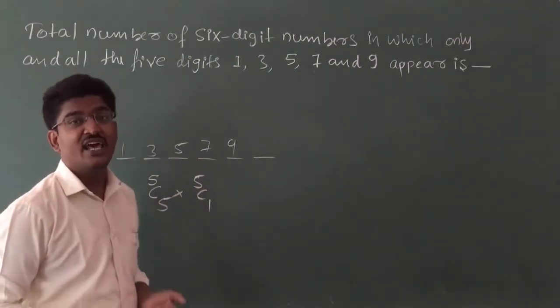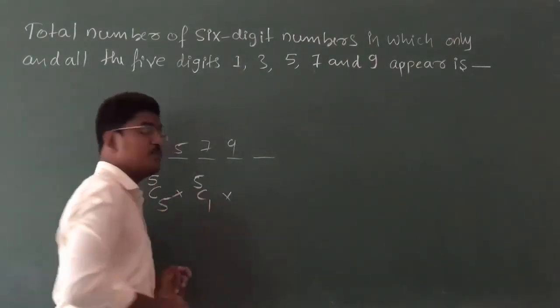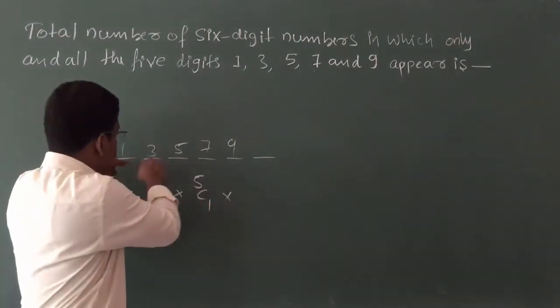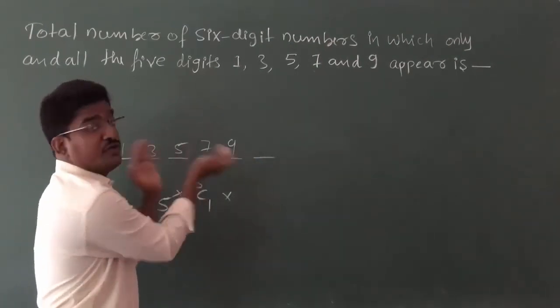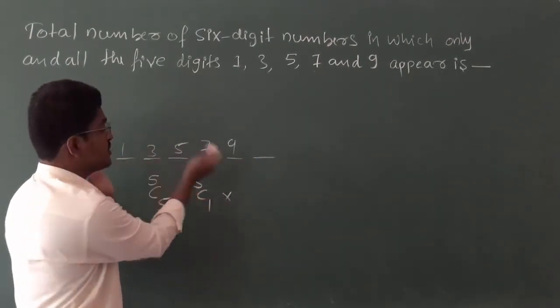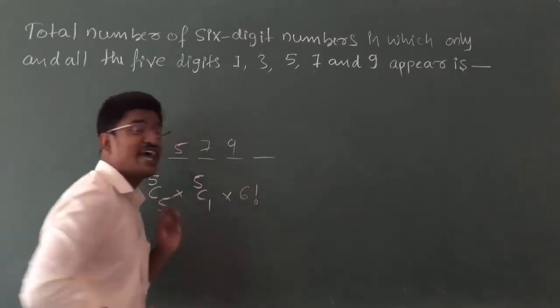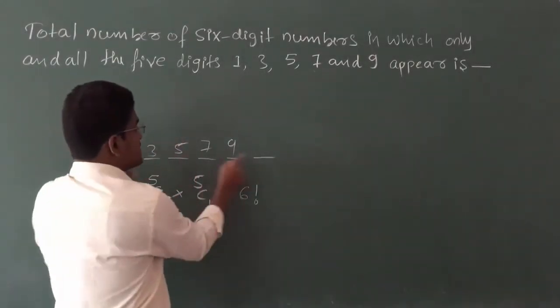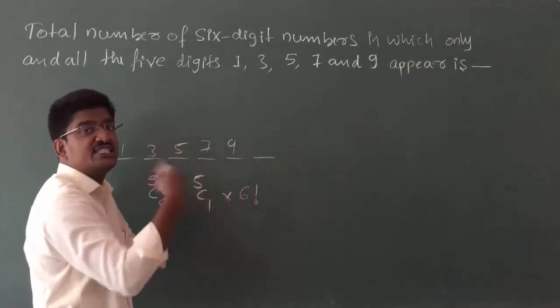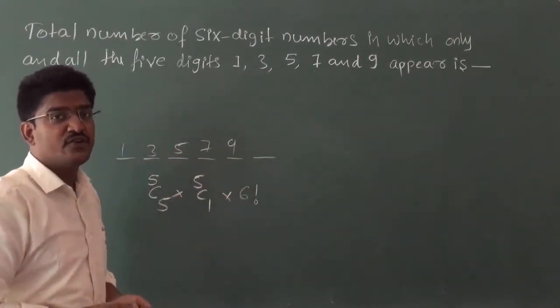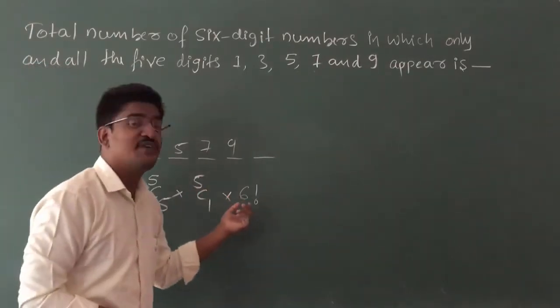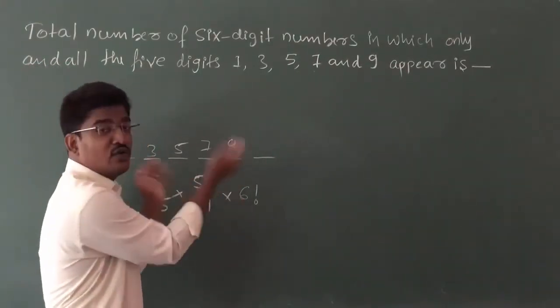That means 5 digits, 1 place, that is 5C1. Clear? Next, multiplied with 5C5. Now you got 6 places which you can shuffle. That means you can shuffle these 6 places. They are nothing but what? 6 factorial ways. That means these places can be interchanged in 6 factorial ways. That all are basics of permutation and combination. That is 6 factorial ways. That can be arranged in 6 factorial ways.